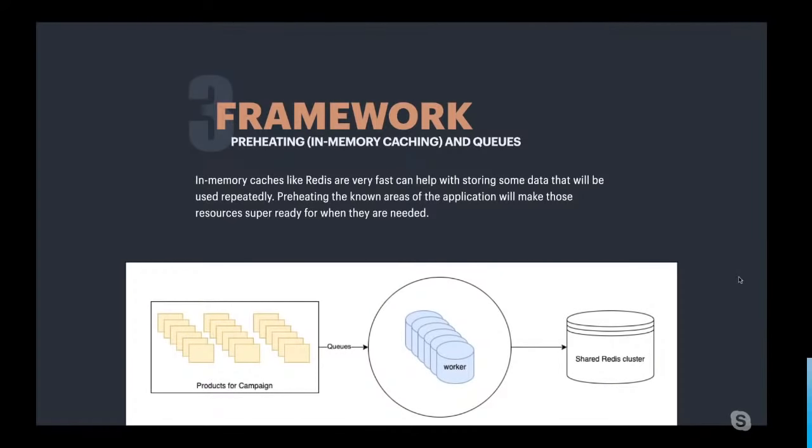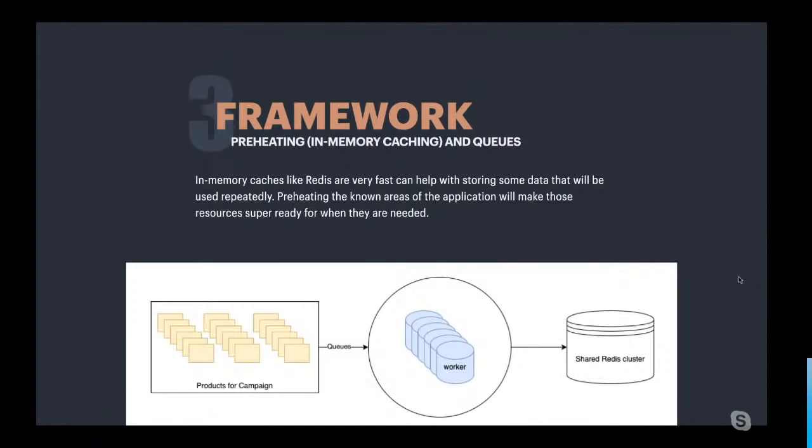So one last tip before I call it a night is preheating and queues. Queues is something maybe Michael will touch on in his show, I'm not entirely sure. But how preheating works is something like this. Imagine you have a campaign to be run, maybe on New Year's Eve, and the expected traffic is going to be higher than usual. If you have a known set of variables, for instance, we know these are the products that are going to be presented in this campaign, we can preheat them in the cache.